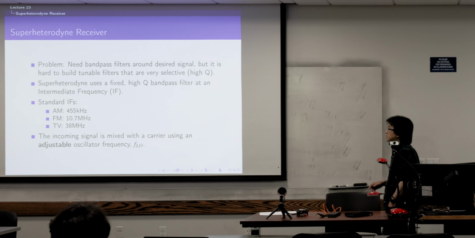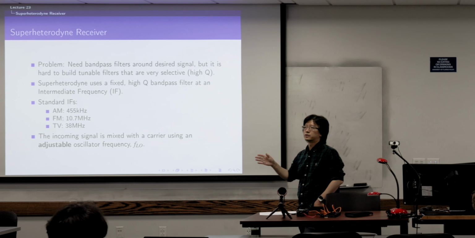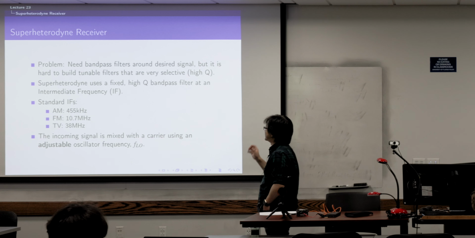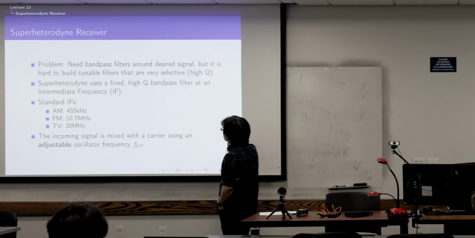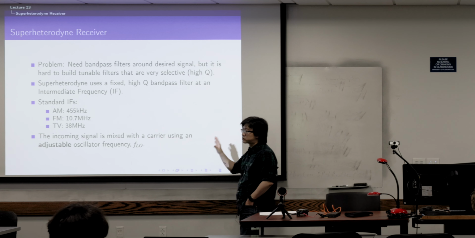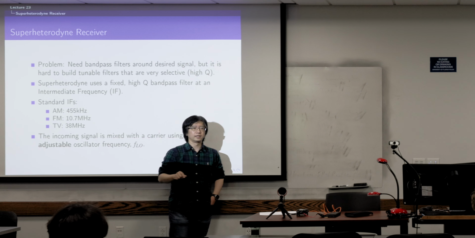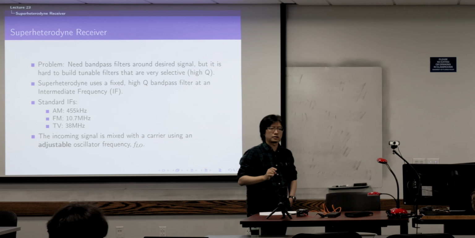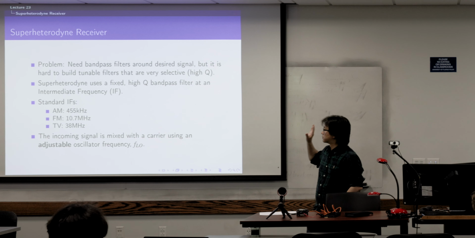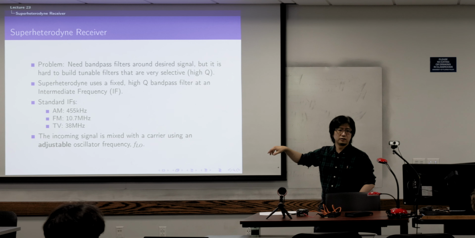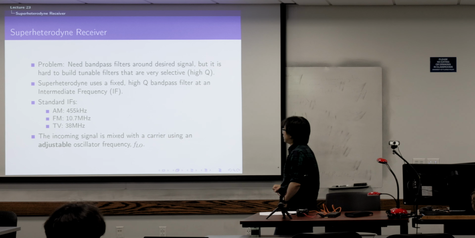Okay, so basically the idea of the superheterodyne receiver is that, in practice, we cannot design a very high quality bandpass filter at any frequency, right? So instead, what we do is design a very good, high quality bandpass filter at some certain frequencies. And if the incoming signal is not at those frequencies, then we shift the signal to those frequencies and then do the bandpass filtering. Okay, that's basically the idea.